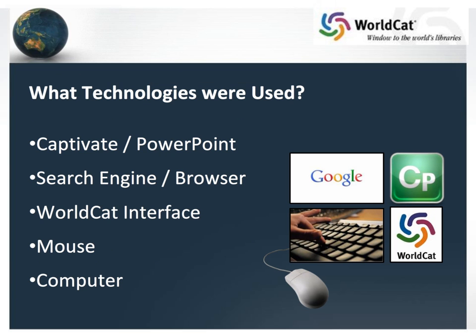In producing this training module, several technology-based tools and applications were used. Captivate was used to voice over the slides that were created in PowerPoint. Search engines and browsers, such as Internet Explorer, Firefox, or Safari, were used to access WorldCat and capture the demonstrational images. And also, the WorldCat interface allowed the user to access the various resources. Finally, a mouse and a computer were needed to search for items and read the search results.